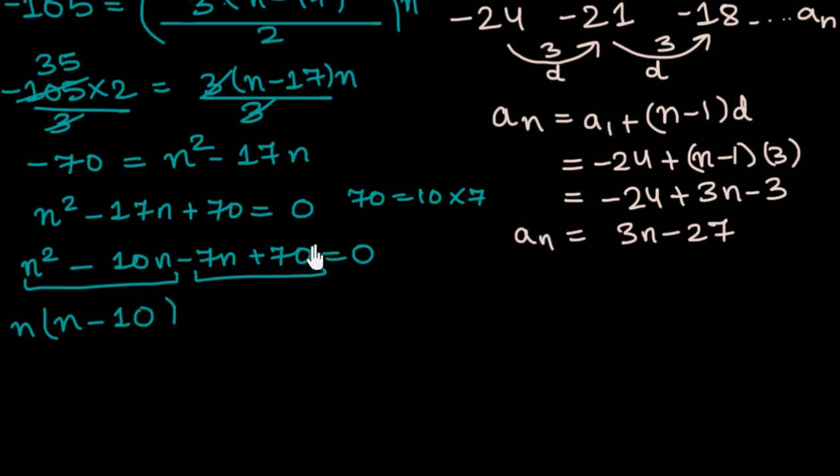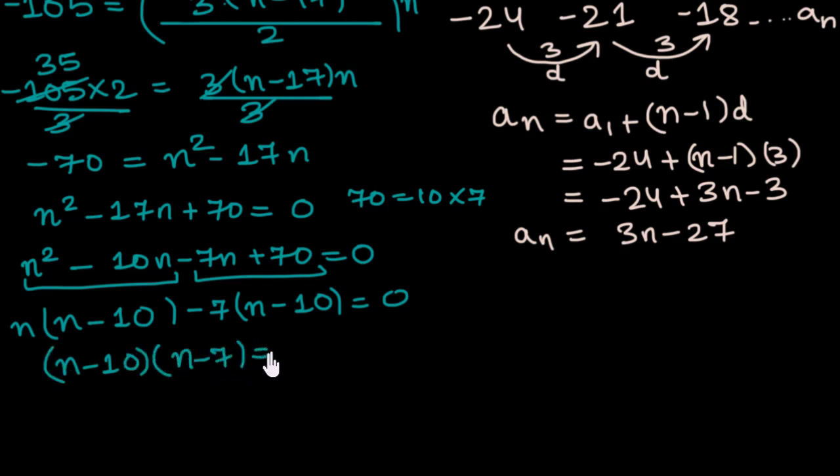And from this term over here, we can take out 7 as common and we'll be left with n minus 10 again. So now in these two terms, we have n minus 10 as common. So I can rewrite this as n minus 10 times n minus 7 is equal to 0. So this means either n minus 10 is 0 or n minus 7 is 0. So we can say n is either equal to 10 or n is equal to 7.